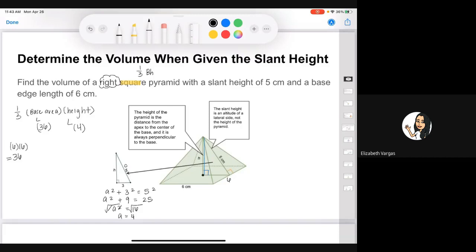And remember, use the height that is perpendicular to the base whenever you have a right pyramid. And now 1/3 times 36 times 4 is going to give me 48. And so that would be the volume of this pyramid. Okay. Any questions about how I found the volume of this pyramid?